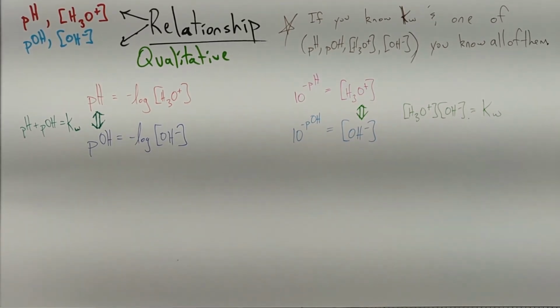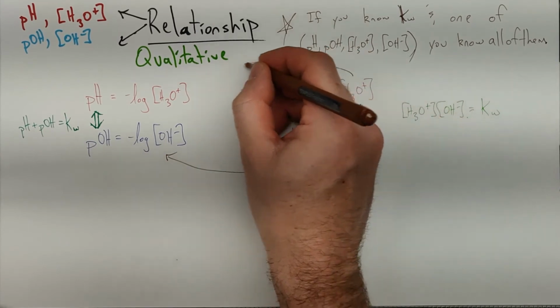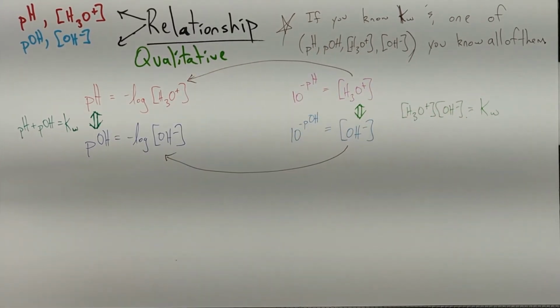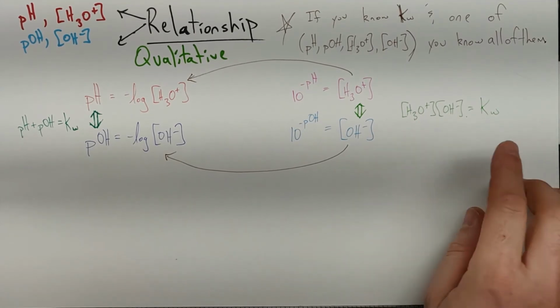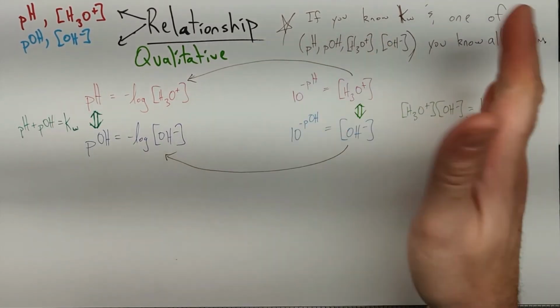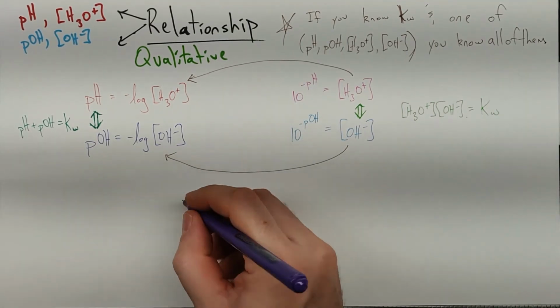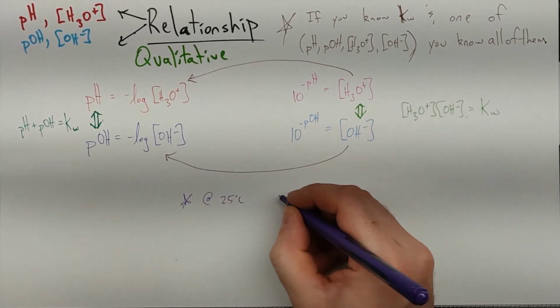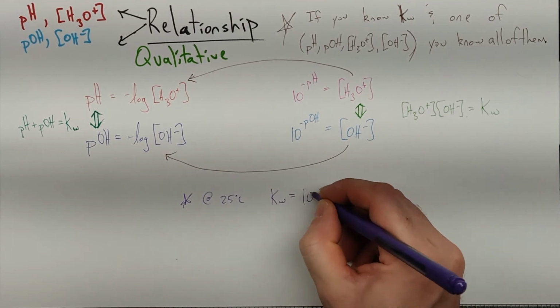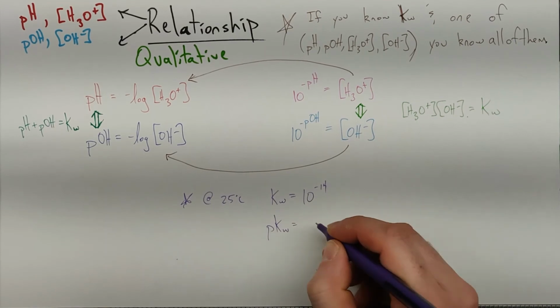And just so we're clear, once you know one of these things, you can work your way back right there, and you can work your way back right there to get a pH or a pOH. So there is this uniformity in terms of these calculations. Knowing one of these four things and Kw, you can get the other of these four things. And once again, as a quick reminder, a very, very, very common shortcut at 25 degrees Celsius, Kw is 10 to the minus 14th. And that means that pKw is 14.